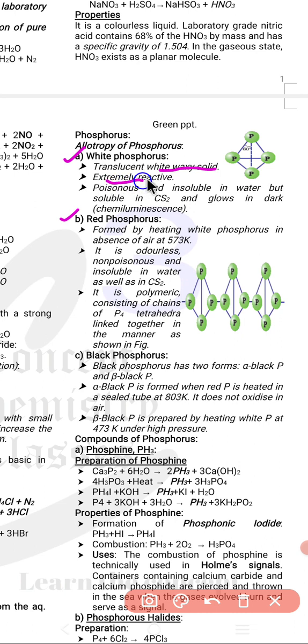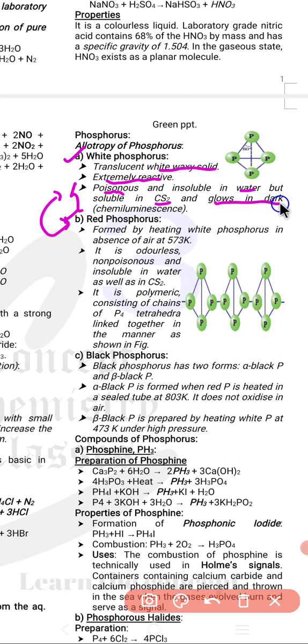White phosphorus is extremely reactive, and it is poisonous. White phosphorus is not soluble in water, but it is soluble in carbon disulfide. This is an important property of white phosphorus. The difference between white phosphorus and red phosphorus can be asked in the exam in terms of solubility or in terms of reactivity.